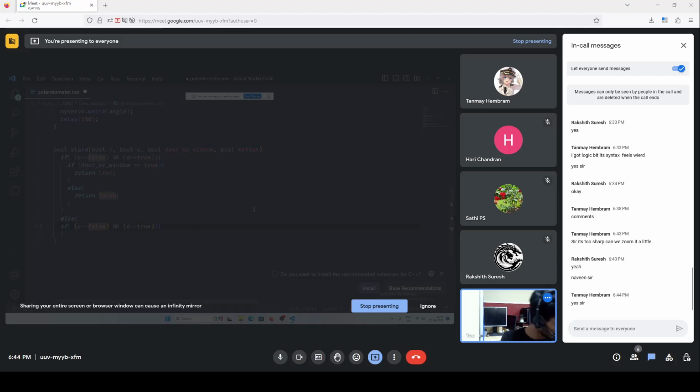So the second one was C equal to 1, so this is true, and D equal to this thing. I can't change that, okay, doesn't matter. We check if the door and window is open. If door or window is equal to true.